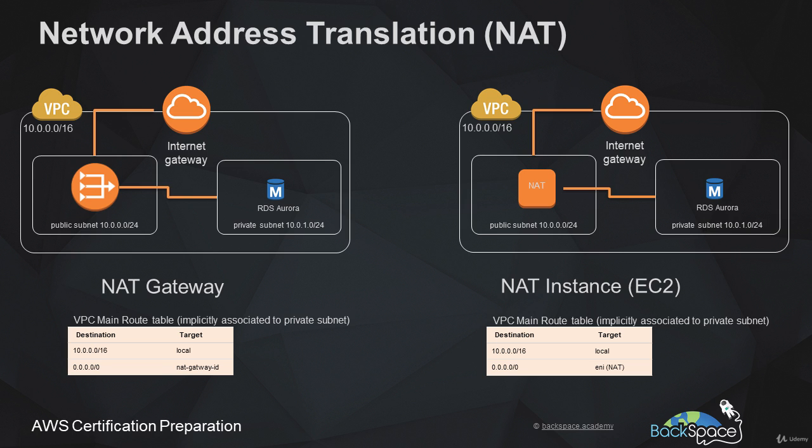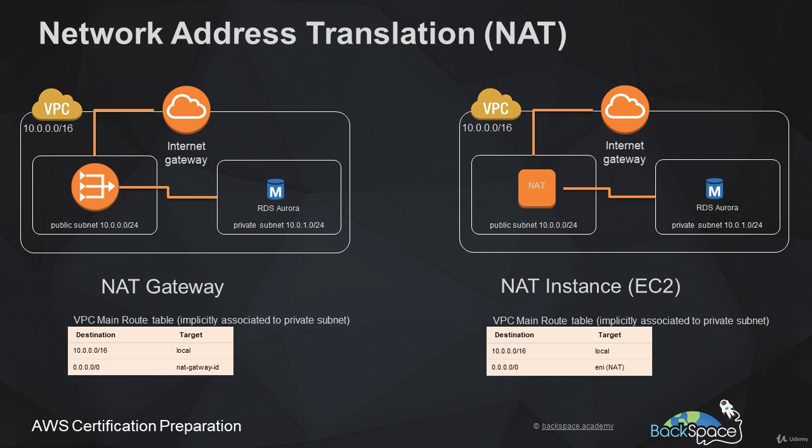Previously we only had one option for that, and so there is now a new service called the NAT Gateway, which is a fully managed service by Amazon Web Services that allows traffic to flow from a private subnet to an internet gateway to download updates and the like. And so the VPC main route table, which is implicitly associated to the private subnet, will need to be updated to have a route for everything to go through to the NAT gateway.